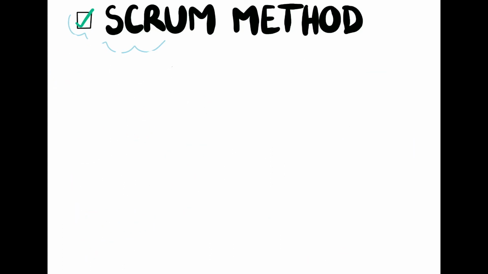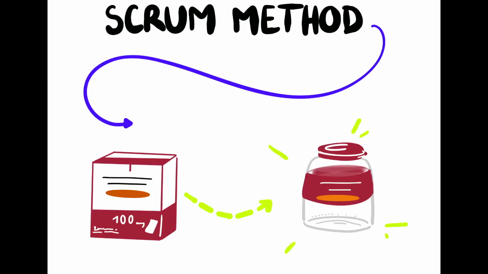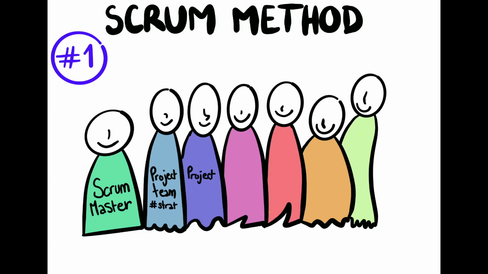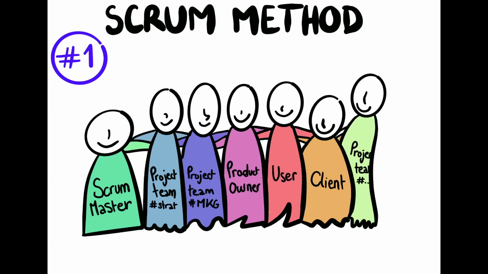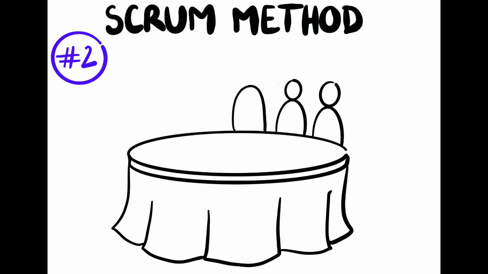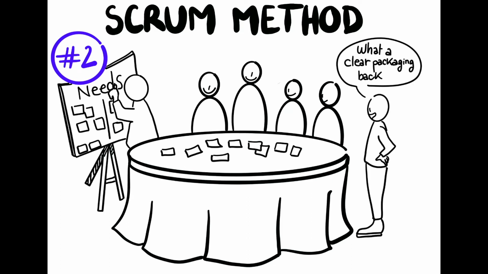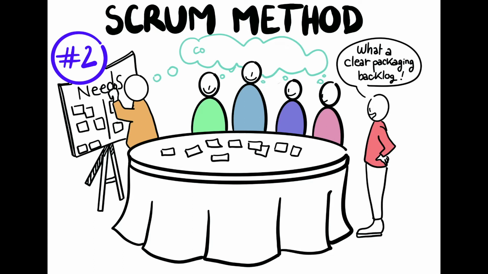Let's take a concrete example, the revamping of a packaging. First step, build your team and identify the roles and responsibilities. Then, start the need analysis in order to build the packaging backlog. Don't forget that collaboration and transversality are key.